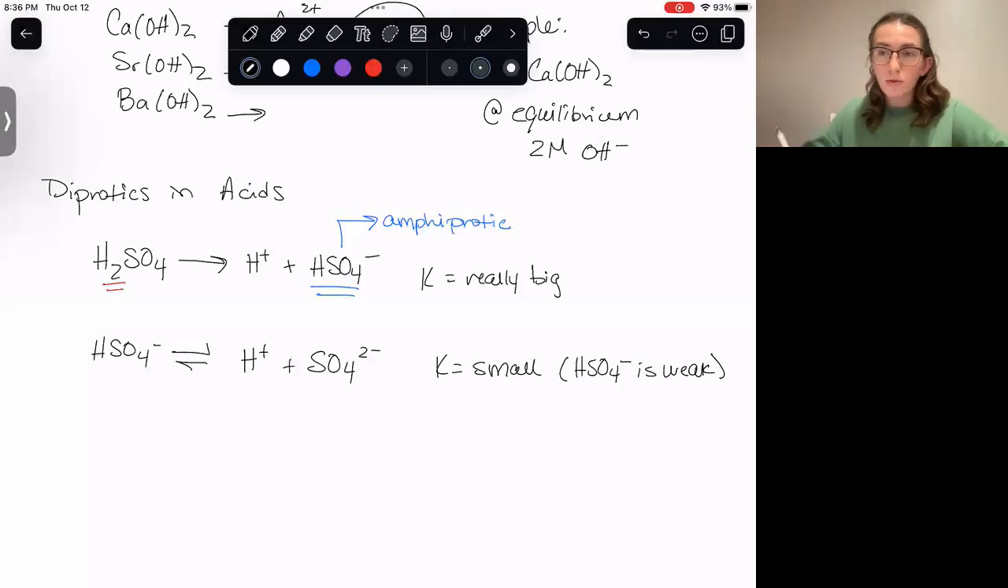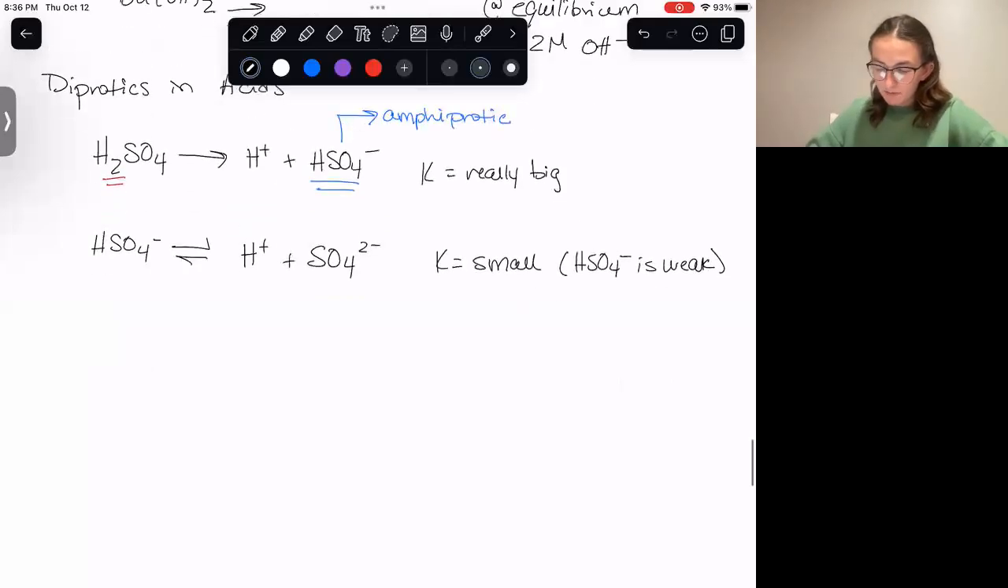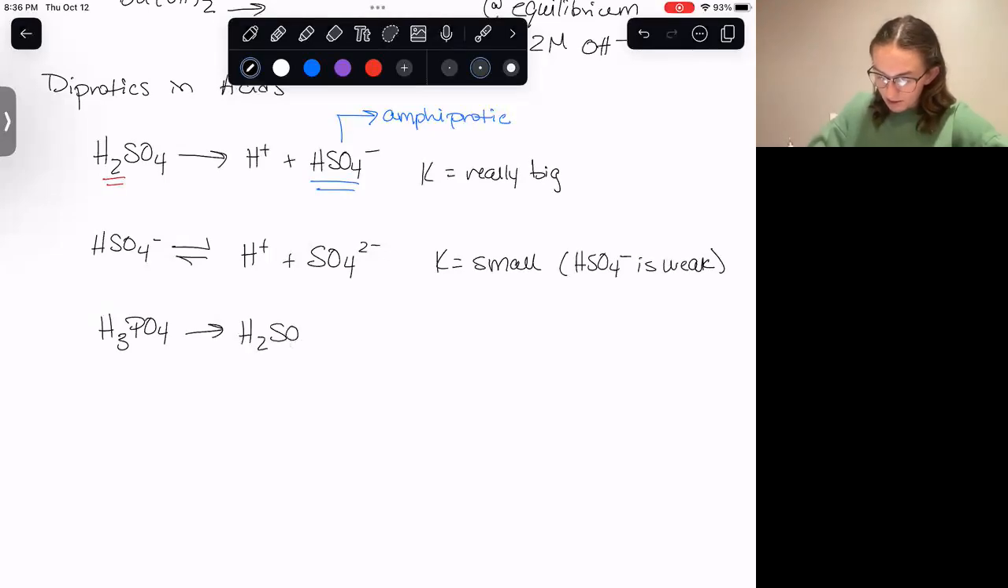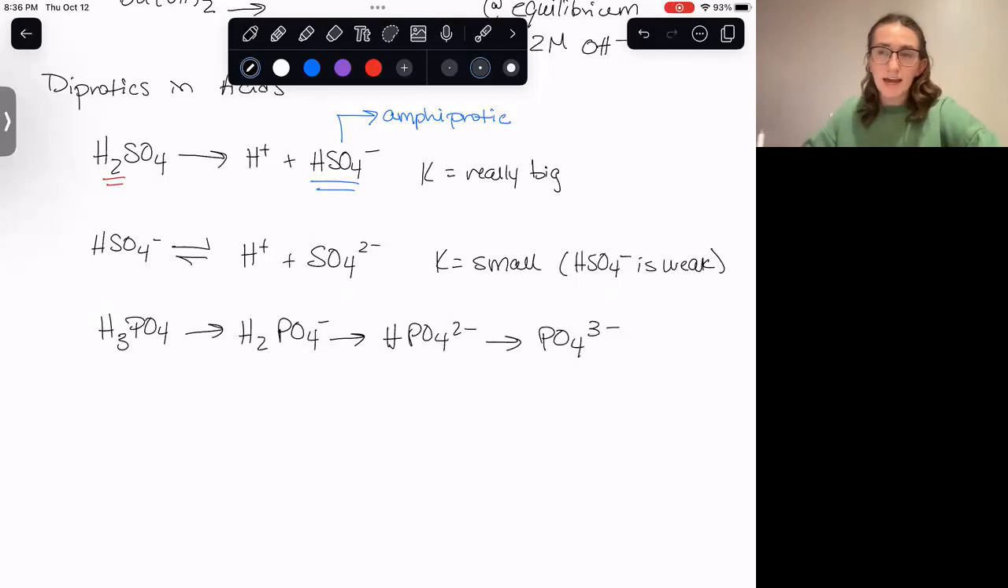Your Ks will always decrease as you remove H's from your starting material. So if you have something like, I gave this example last night, H3PO4, this now has 3 protons that it can give up. So this can go into H2PO4 minus, then it can go to HPO4 2 minus, and then all the way down to PO4 3 minus.